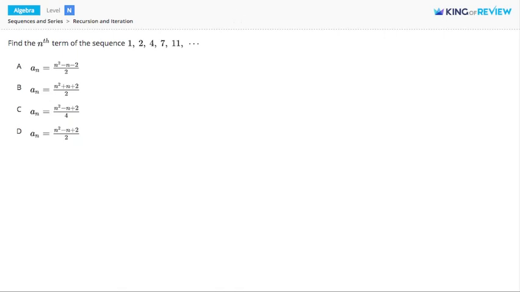Here we have a sequence 1, 2, 4, 7, 11, and so on, and we need to find a way to express that as one of these four possible answer choices. We need to find a way to express the nth term of this sequence. Well, let's see if we can find a pattern in these numbers.